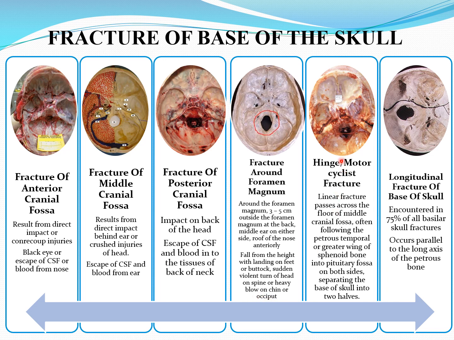Then the hinge or motorcyclist fracture is a linear type of fracture which passes across the floor of the middle cranial fossa, often following the petrous temporal or the greater wing of the sphenoid bone into the pituitary fossa on both sides. This type of fracture basically separates the cranial fossa into two halves, the anterior and the posterior.